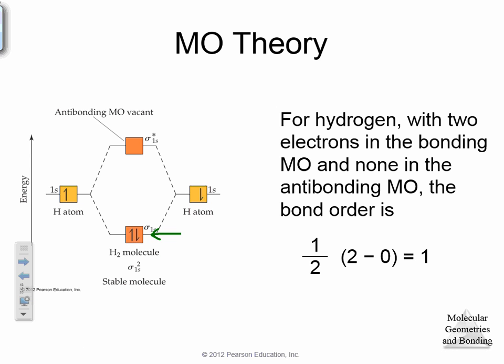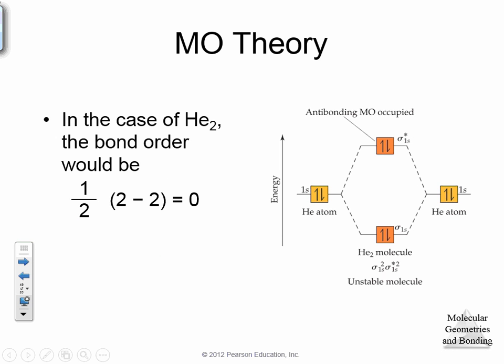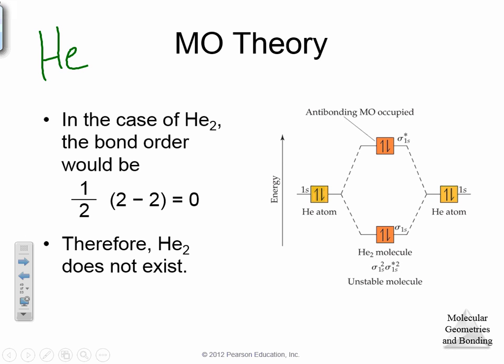Now let's use another example to show you how this works. Let's use helium. We know helium exists elementally as a monatomic molecule, or monoatomically, existing by itself. We know that He2 doesn't exist, but let's prove why it doesn't exist. We're going to do the same exact thing here. We're going to have our sigma bonding on the bottom and our sigma anti-bonding on the top.